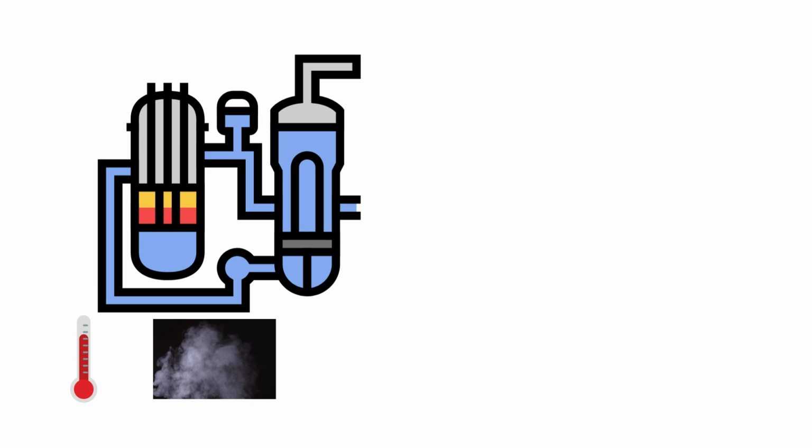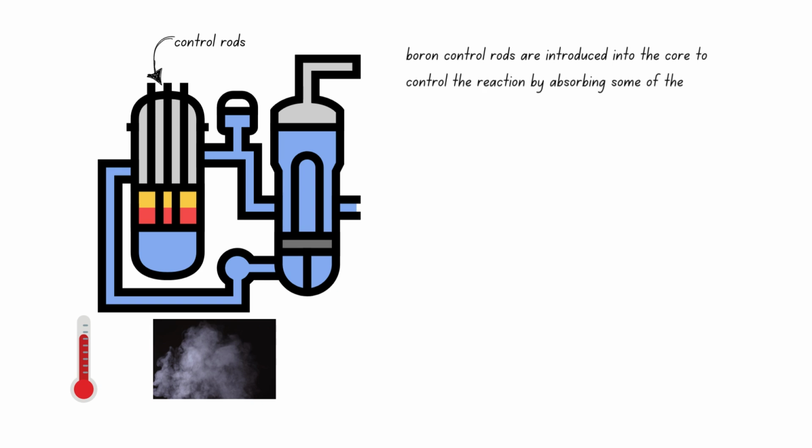This chain reaction can quickly get out of hand, so boron control rods are introduced into the core to control the reaction by absorbing some of the neutrons, thus reducing the number of fission reactions occurring per unit time. This controls the power output and prevents overheating of the core itself.